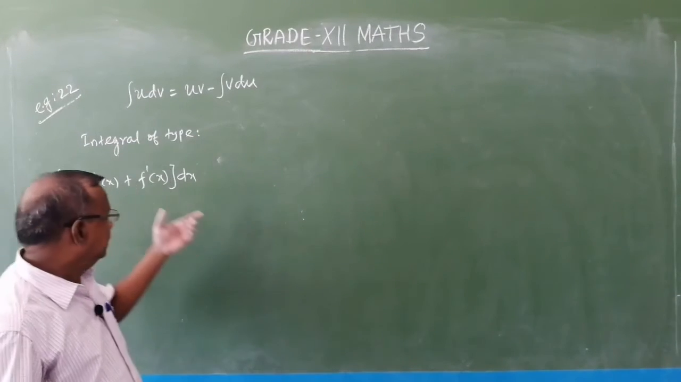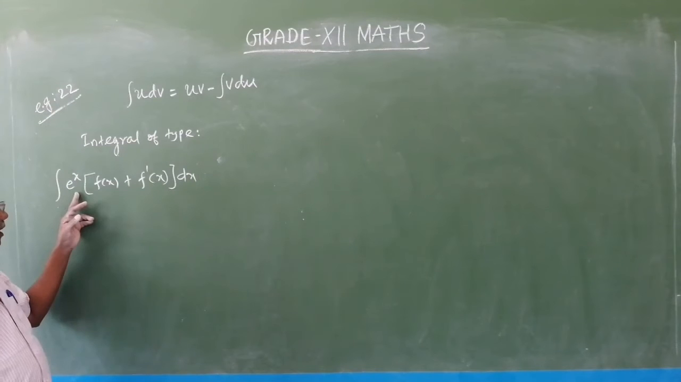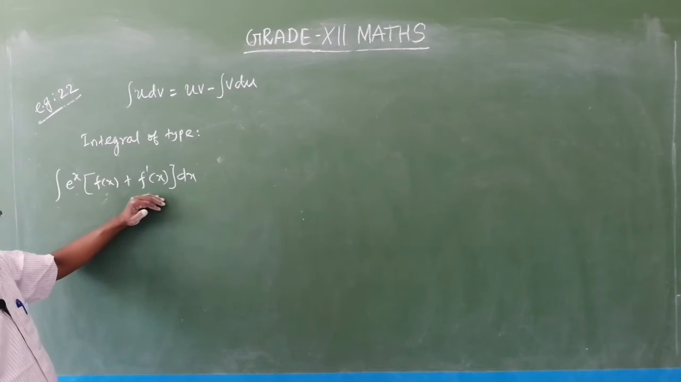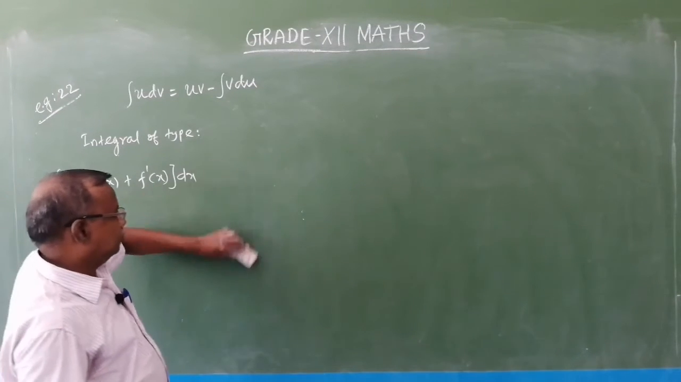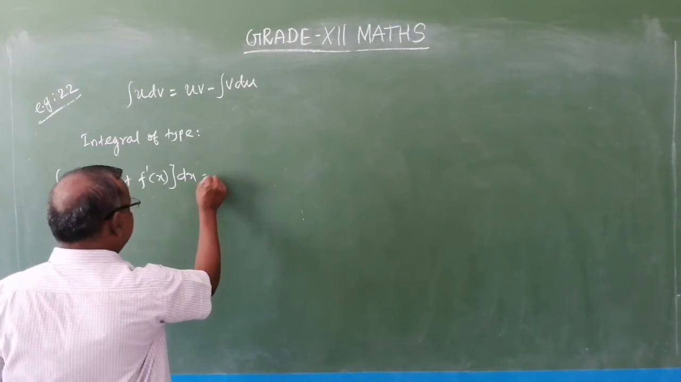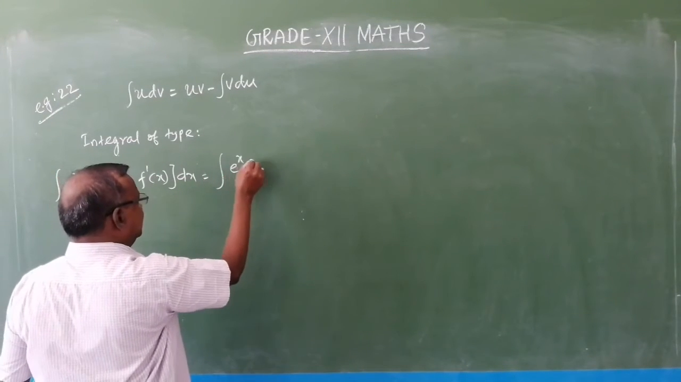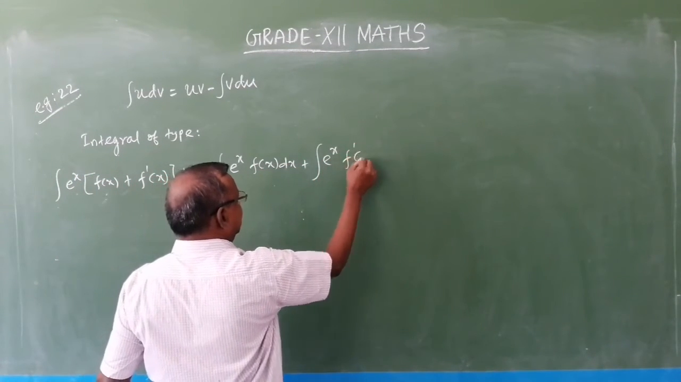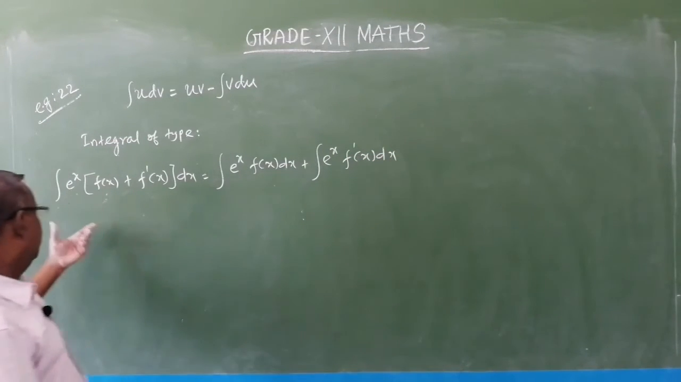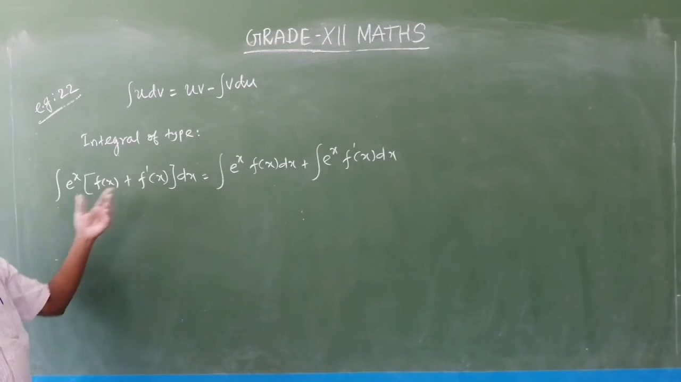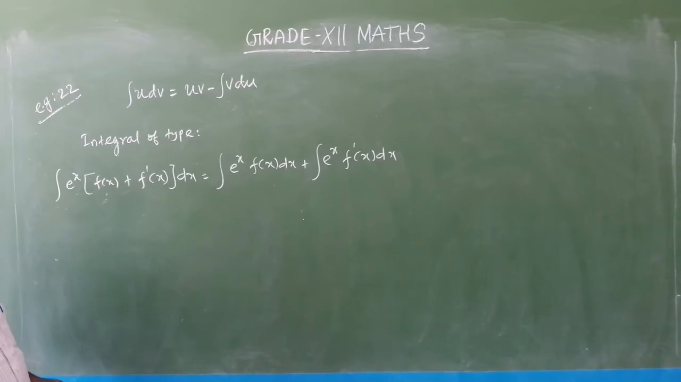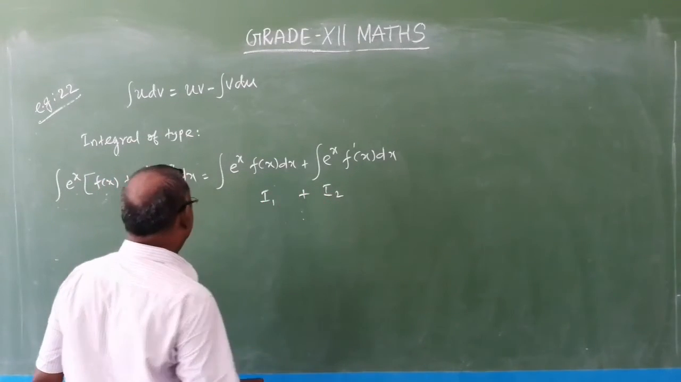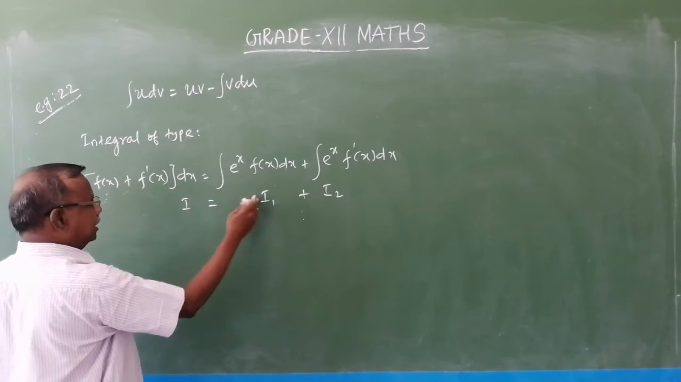Next, integral of the type integral e^x [f(x) plus f'(x)] dx. e^x into a function plus its derivative is given, so what will be the result? We are going to derive a formula. This can be written as integral e^x f(x) dx plus integral e^x f'(x) dx. I am multiplying e^x and taking the integrals separately. Let this part be I1 and this part be I2, and the whole be I. So, I equals I1 plus I2.